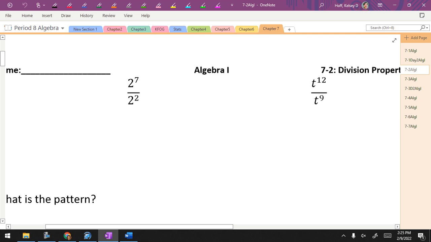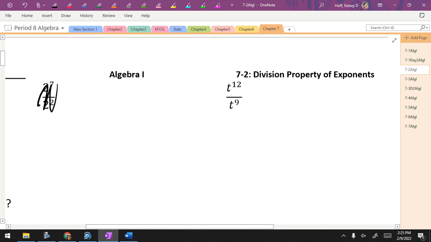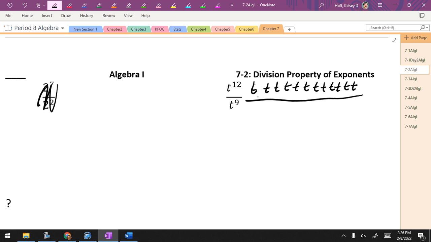I'm going to skip the 2 to the 7th one. I'm going to go over here to the right-hand side. T to the 12th divided by T to the 9th. If I wrote T to the 12th out, what would that look like? 12 times, right? And T to the 9th is going to be 9 times, right?